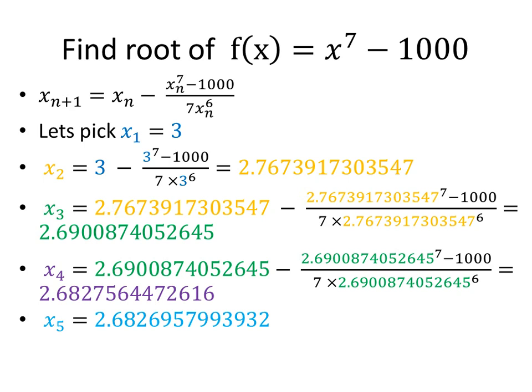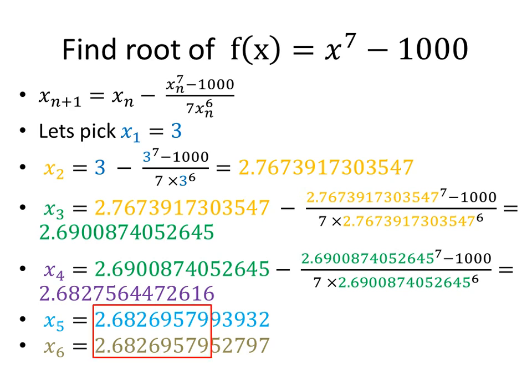If we repeat this process, x5 comes out to be 2.682 and so forth, and then x6 turns out to be 2.682 and so forth. Now notice that x5 and x6 match in about 8 decimal places, and you can use this as your answer.